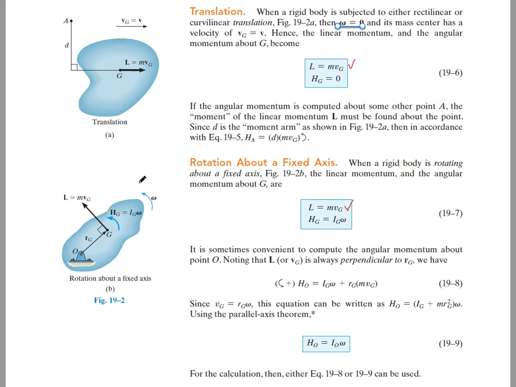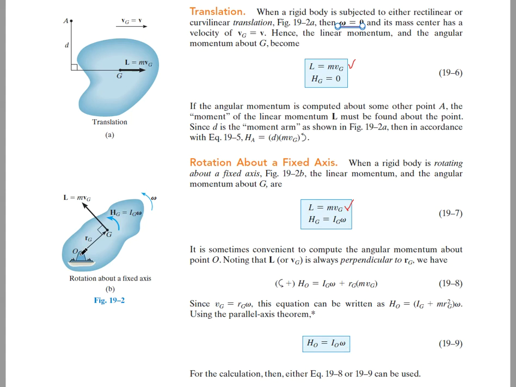the centroidal mass moment of inertia of the body times omega, the centroidal mass moment of inertia. Sometimes it's useful to write the angular momentum as the product about the axis, or the point, of rotation.